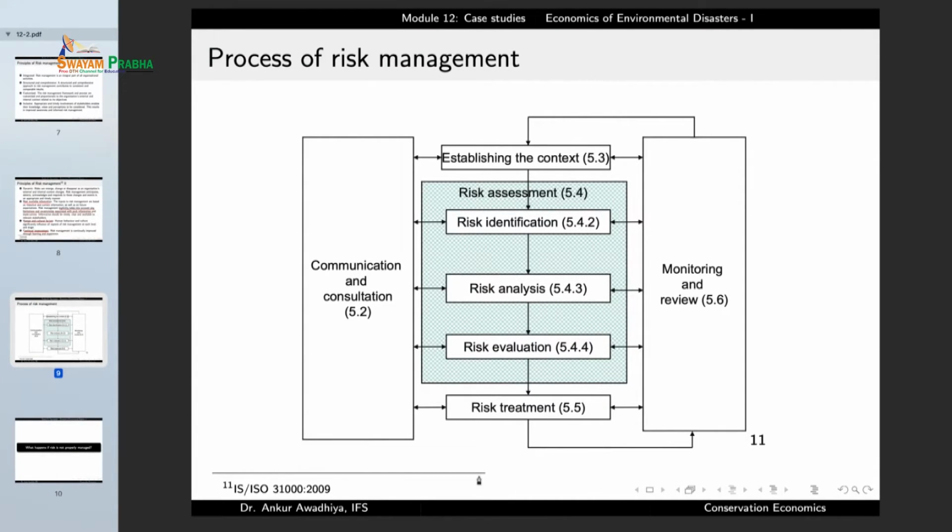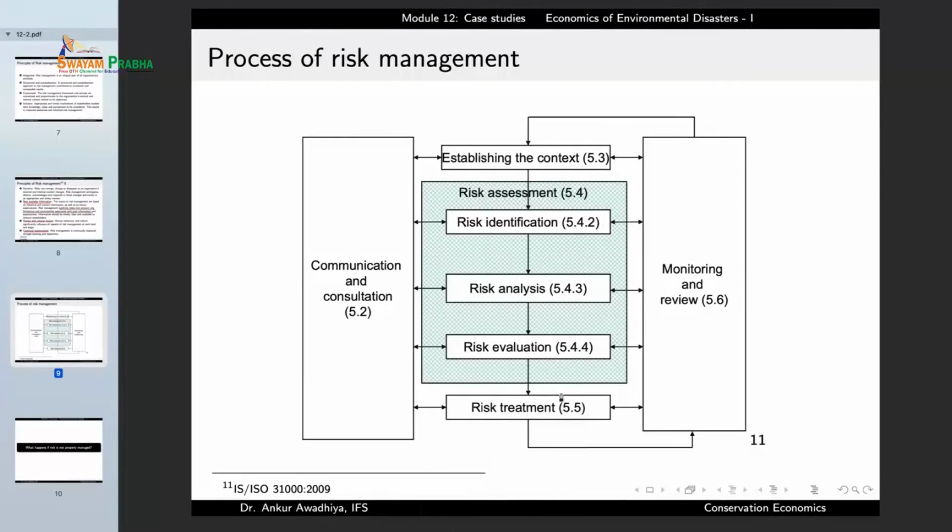And in all these processes, there is also a continuous monitoring and review. So when we talked about risk identification, did the person who was doing the risk identification include all different kinds of risks that he or she should have looked at? Or perhaps they missed out on certain risks. Now, who is going to tell this if there was no monitoring and review mechanism?